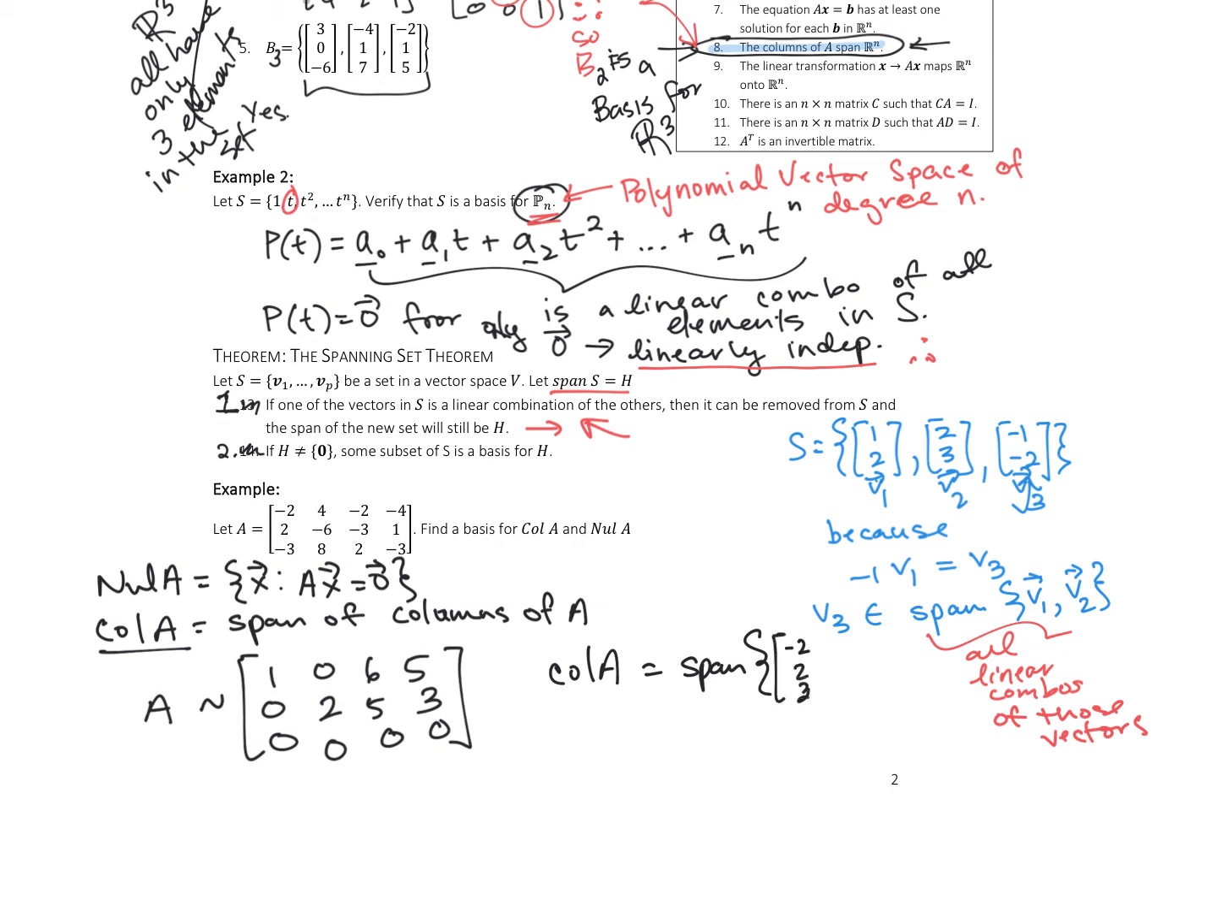-2, 2, -3, 4, -6, 8, and I ran out of space, so it's going to go below it, but it's still part of that span, right? So it's all the linear combinations of all of the vectors that make up the columns.